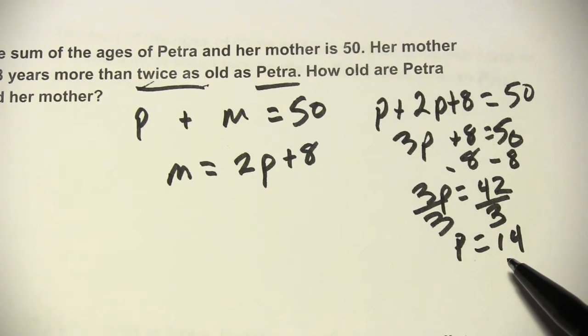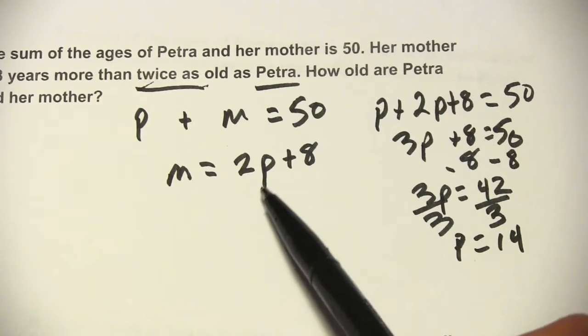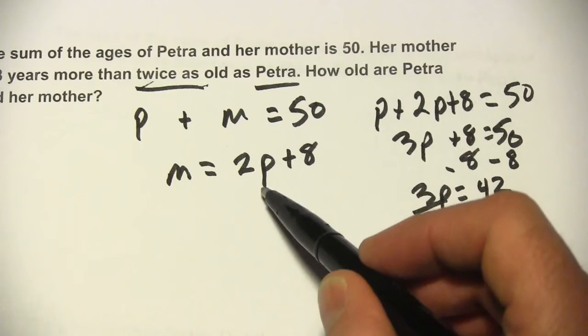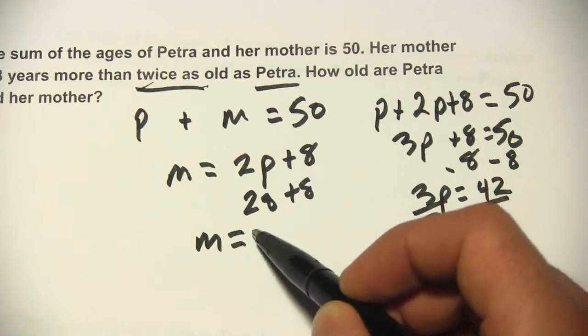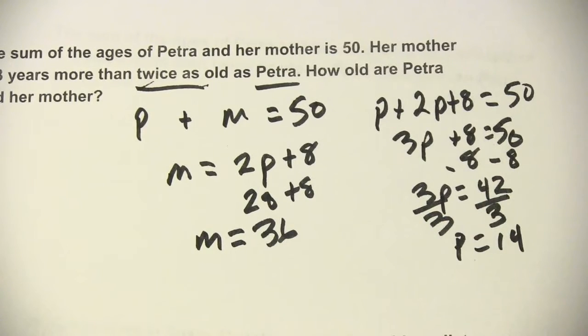So Petra is 14. And her mom is 2p plus 8. So that would be 14 times 2. That's 28 plus 8. So mom is 36. All right, let's try one more.